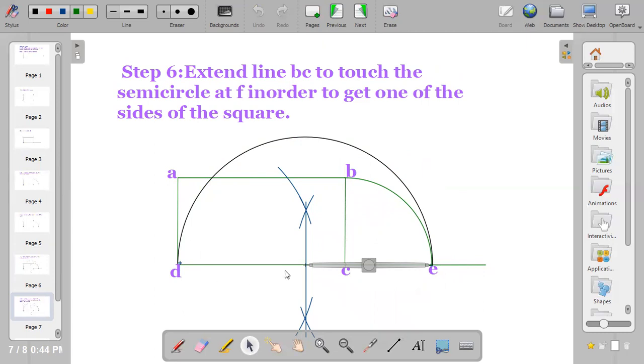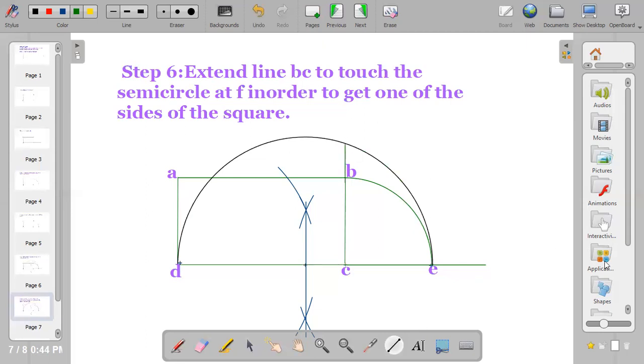Step 6, extend line BC to touch the semicircle at a point in order for you to get one side of the square. Remember, a square has 4 equal sides. So we are going to extend line BC to touch the semicircle. Bring out your ruler and extend line BC to touch the semicircle.